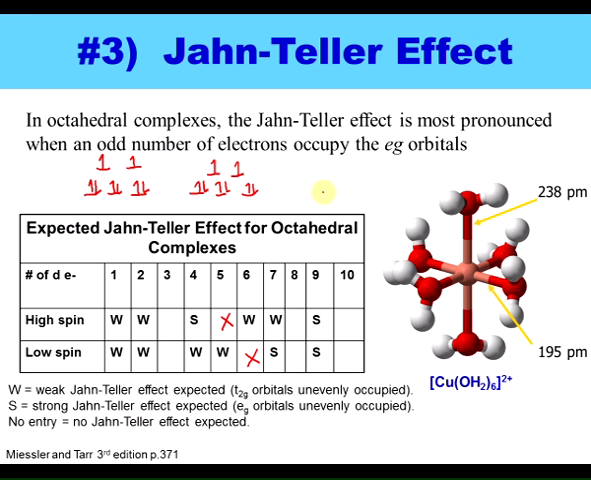But for a d9, remember from the previous slide, it doesn't matter which arrangement: 1, 2, 3, 4, 5, 6, 7, 8. Whoops, I counted too many. 1, 2, 3, 4, 5, 6, 7, 8. That last electron will go into one or the other, so it splits, and here we see that axial elongation. That bond gets longer to relieve that degeneracy, and so those orbitals will split into different energy levels.